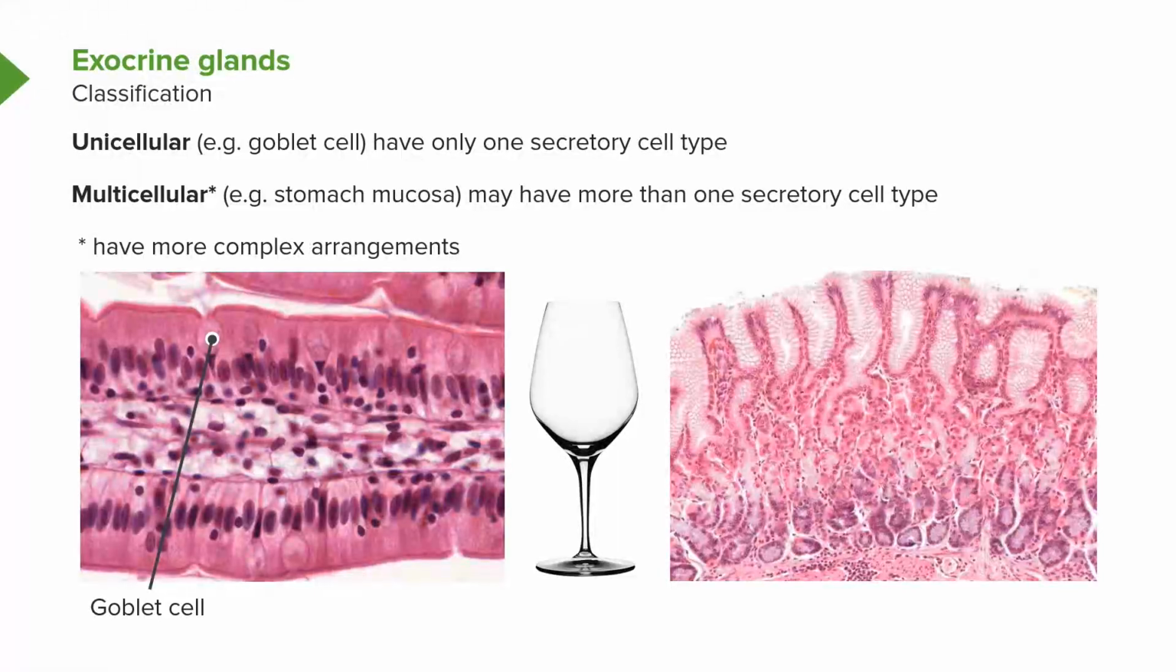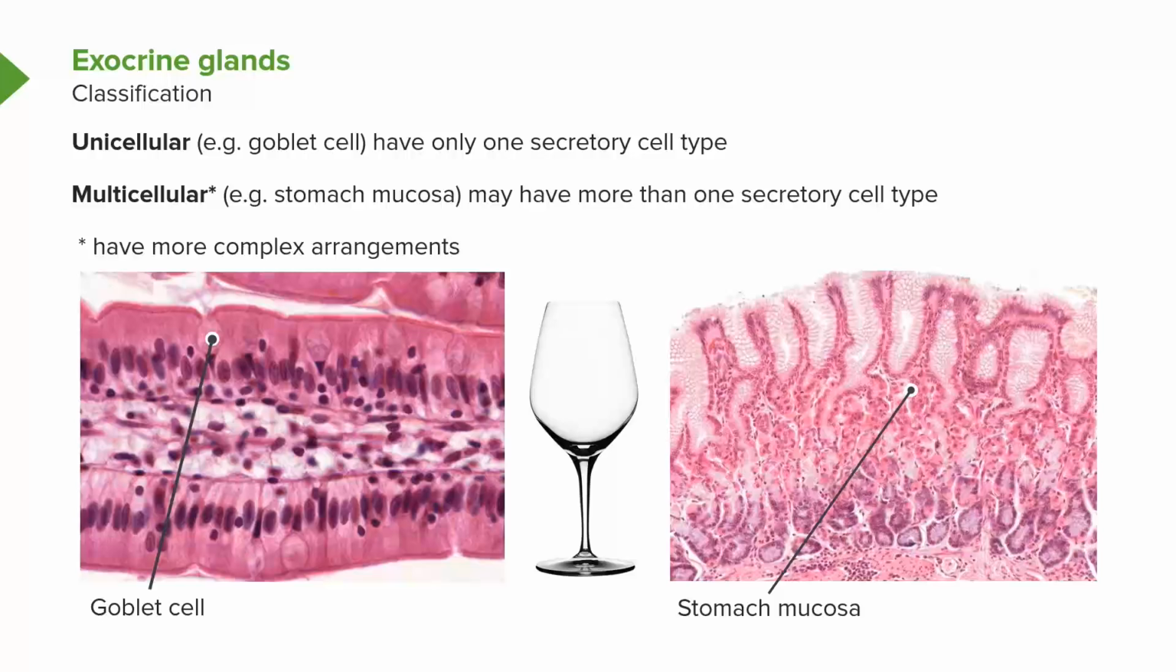If you look at the image on the right-hand side, this is an example of a multicellular gland. Here is a sheet of epithelial cells that are secretory, forming a number of layers.